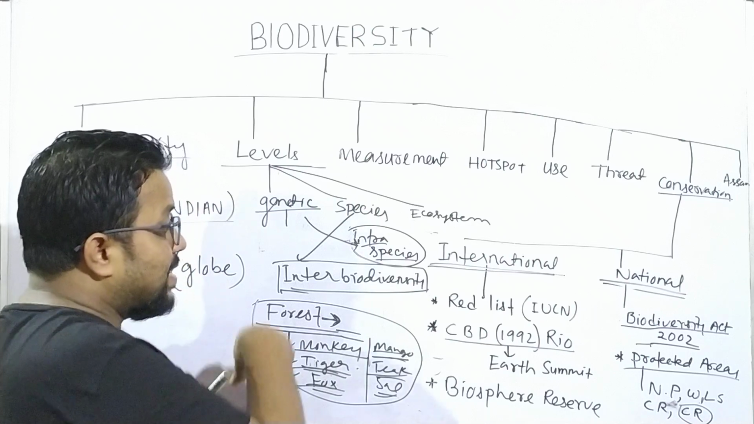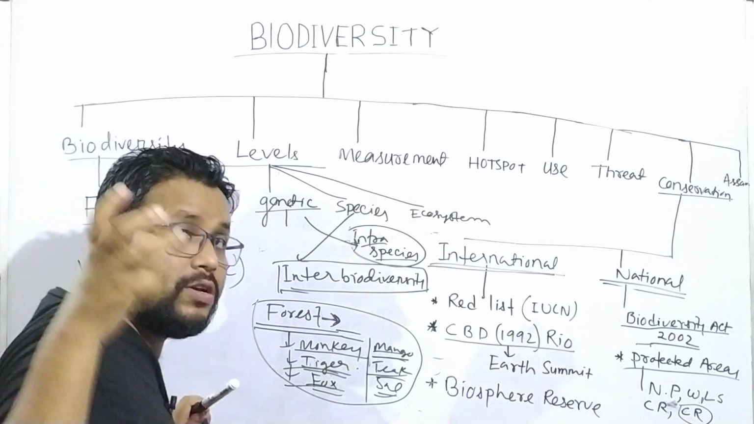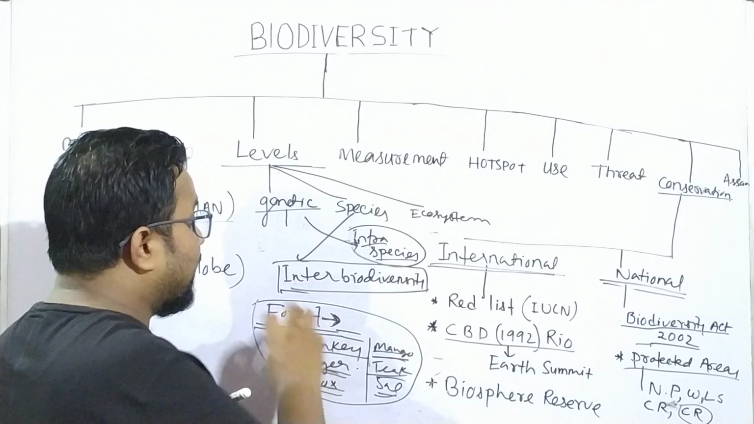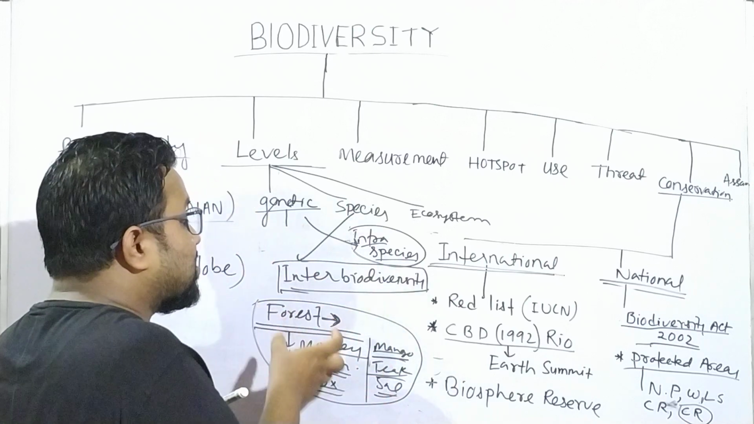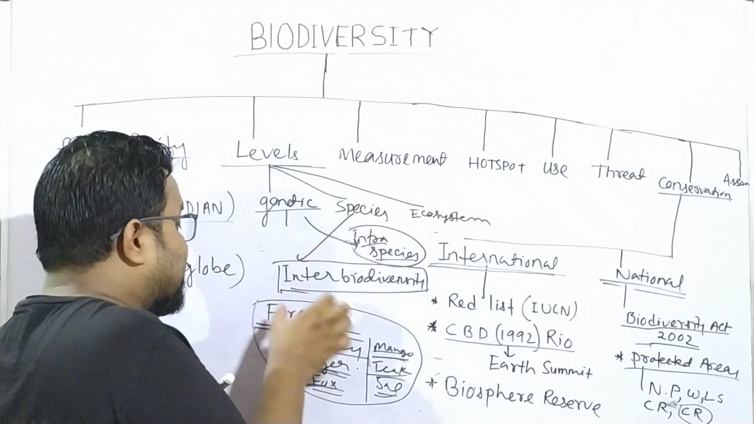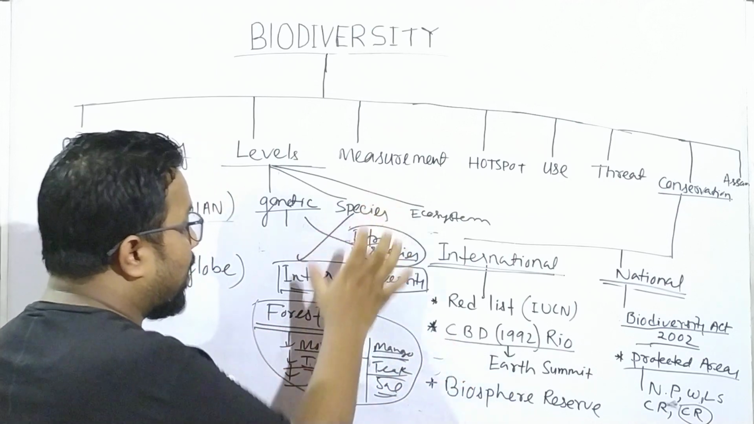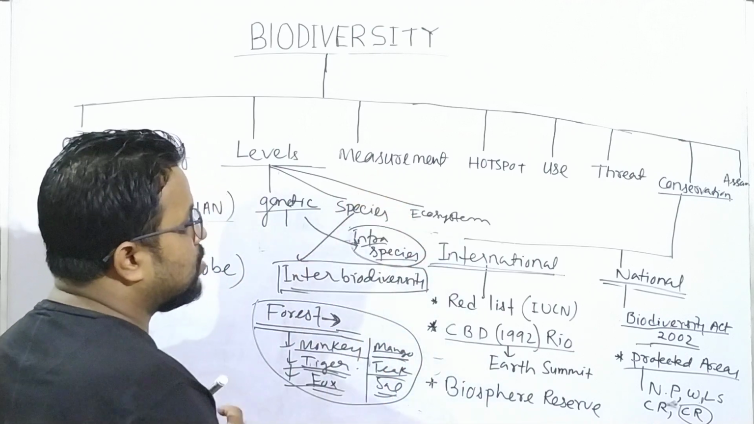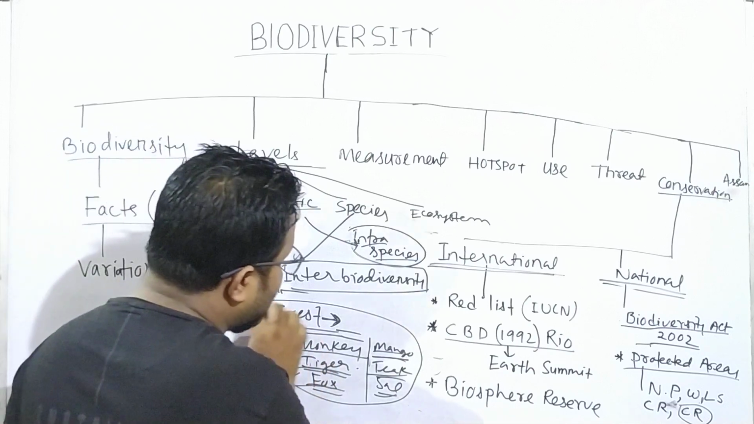So if biodiversity occurs because of different species in a single ecosystem, that is called species biodiversity. Here the single ecosystem is the forest, but these are different species. So biodiversity is occurring because of different species in the same ecosystem. That is why it is called species biodiversity.